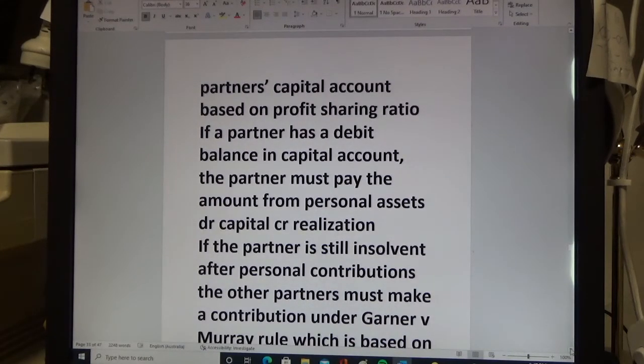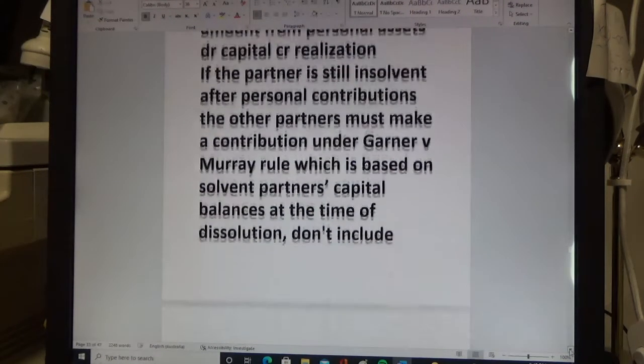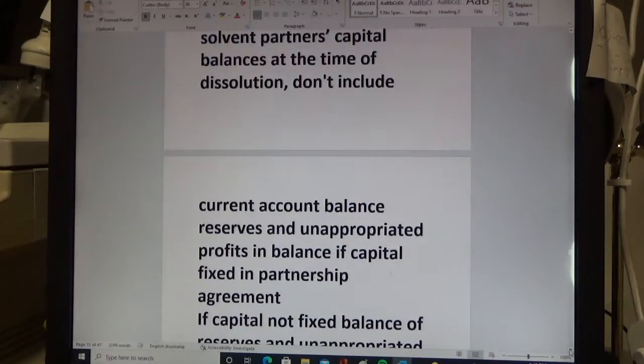If a partner has a debit balance in their capital account, like a capital deficit, the partner must pay the amount from personal assets, debit capital, credit realisation. If the partner is still insolvent after personal contributions, the other partners must make a contribution under the Garner versus Murray rule, which is based on solvent partners' capital balance at the time of dissolution. Don't include current account balance, reserves and unappropriated profits in the balance if capital is fixed in the partnership agreement.